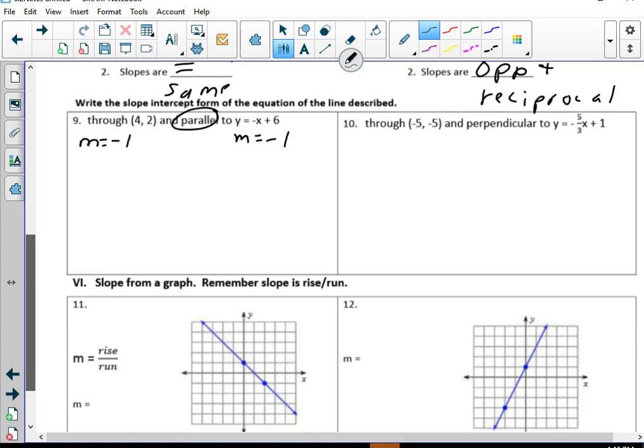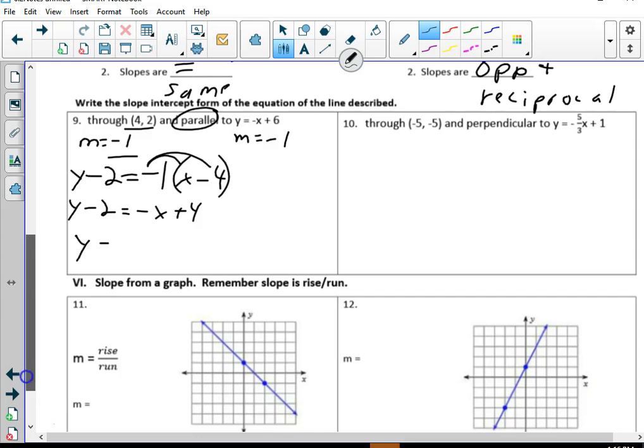Now, it says write slope-intercept form. So first we put in the point-slope using this point and this slope. y minus 2 equals m times x minus 4. Now we distribute. y minus 2 equals negative x plus 4. And our last step to get y by itself? Add 2. Negative x plus 6.